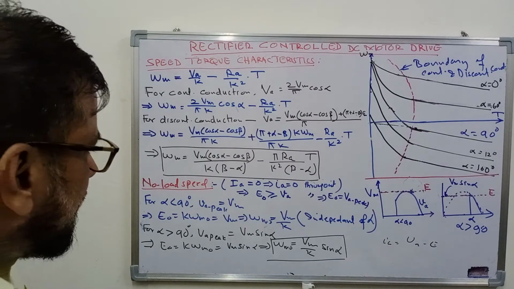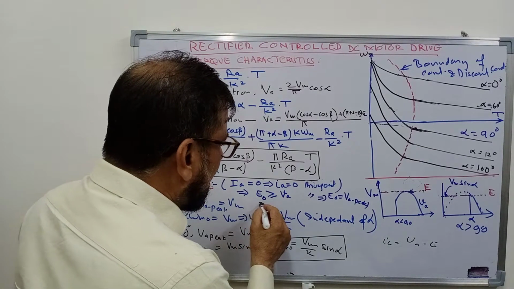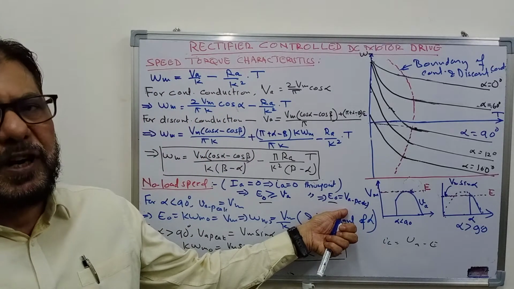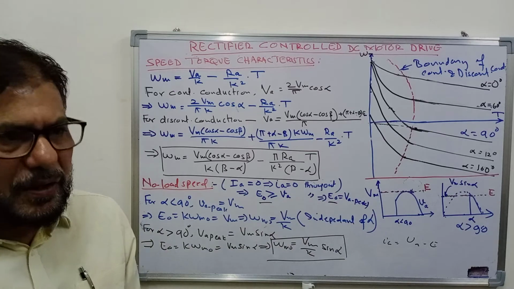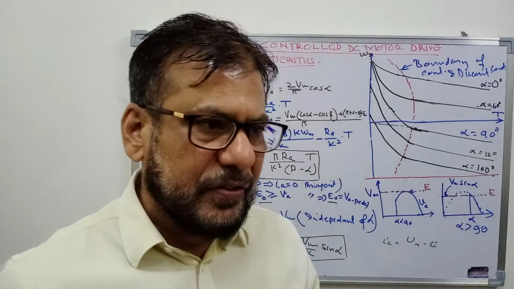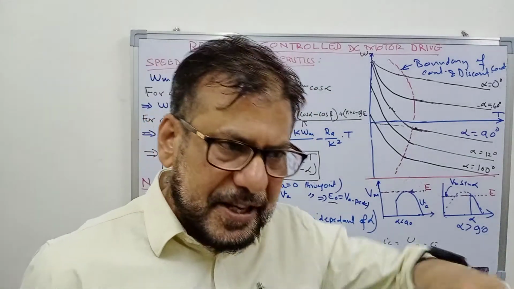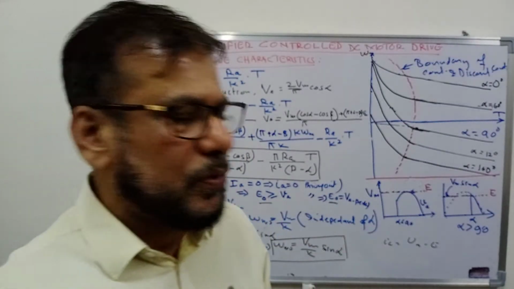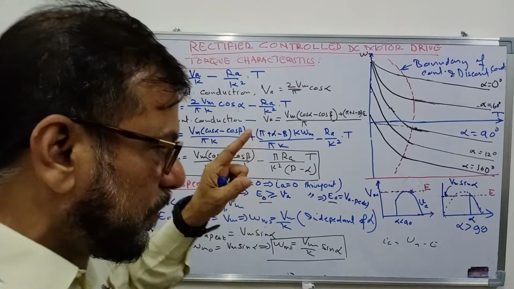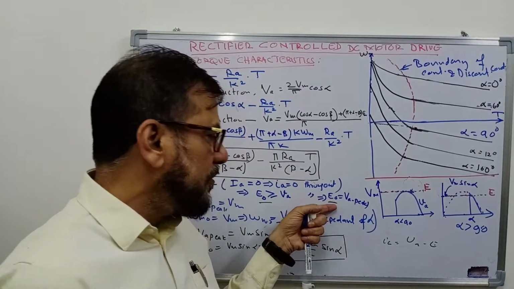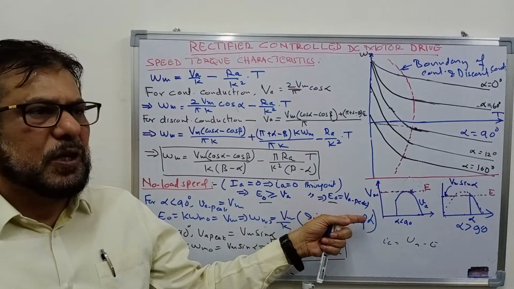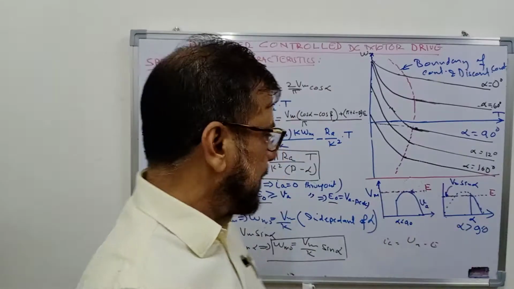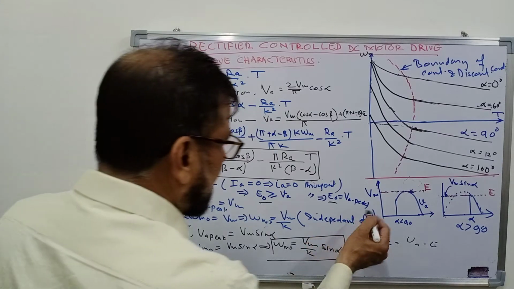So this means that for this condition, E naught should be equal to the peak value of armature voltage. Then only current will be 0 for all instants, and then you will get Ia equal to 0, average current will be equal to 0, and the torque will be equal to 0. So this means that for no load condition, the back EMF E naught will be equal to the peak value of armature voltage in the whole cycle. So E naught is equal to VA peak.